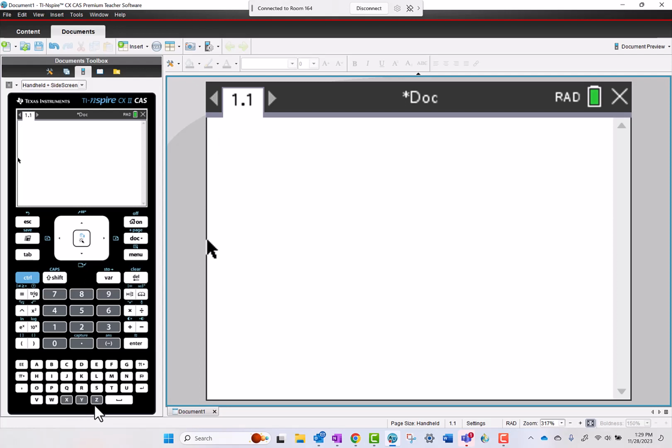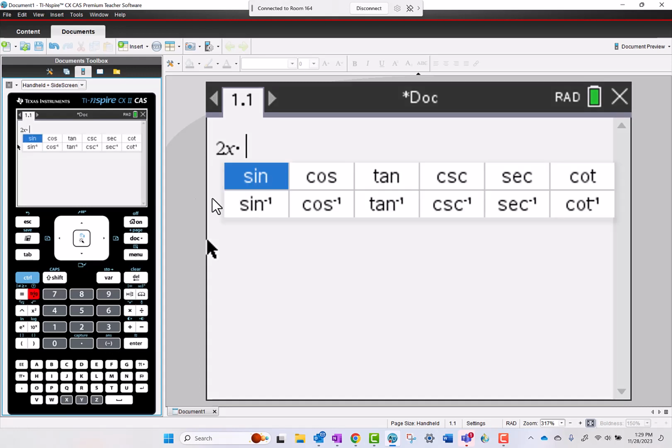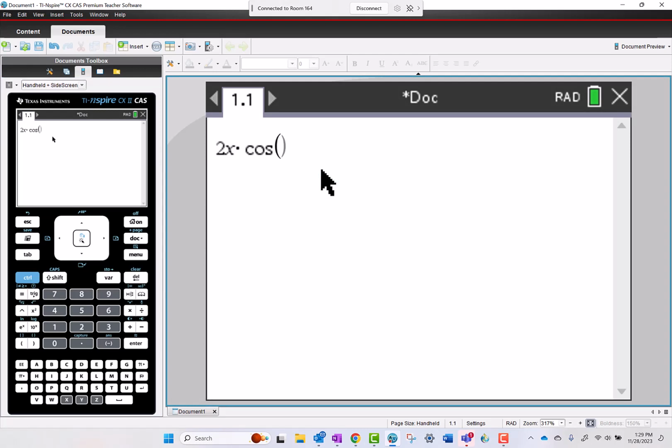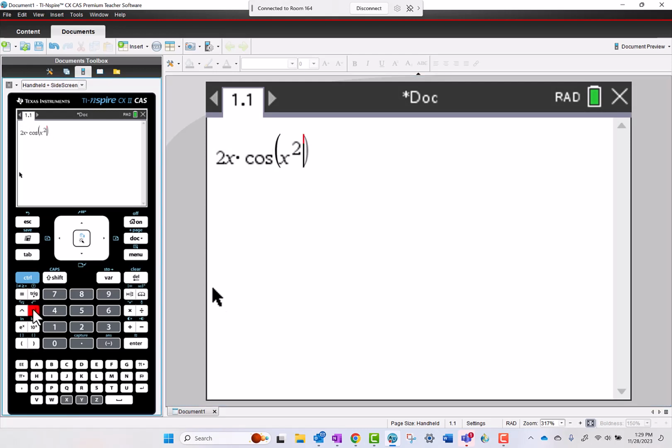So what is it? It's 2x, and I don't trust this calculator, so I'm going to put times, times cosine of x squared. Now I'm going to store this so that I can use it as many times as I want. So how do you store it? See this little STO button? You would go Control var, so that's store.